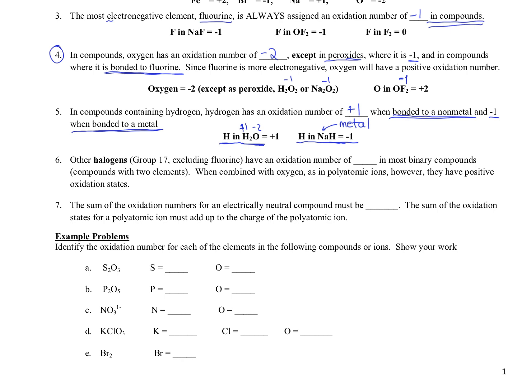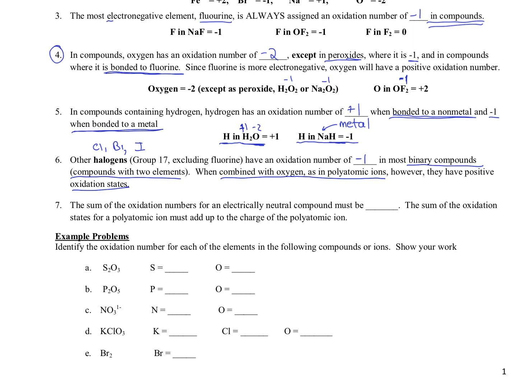Other halogens, and remember the halogens are group 17, except for fluorine, so we're talking about chlorine, bromine, and iodine. These halogens have an oxidation number of -1 in most binary compounds. And remember, binary means compounds with 2 elements. But when these elements, chlorine, bromine, and iodine, are combined with oxygen in a polyatomic ion, they will have positive oxidation states. And we will look at one of those in a few minutes.